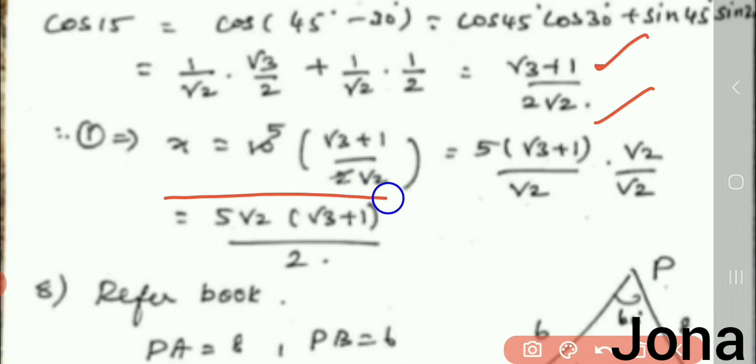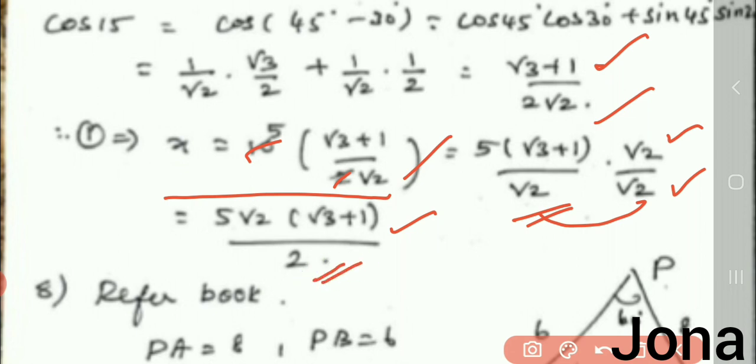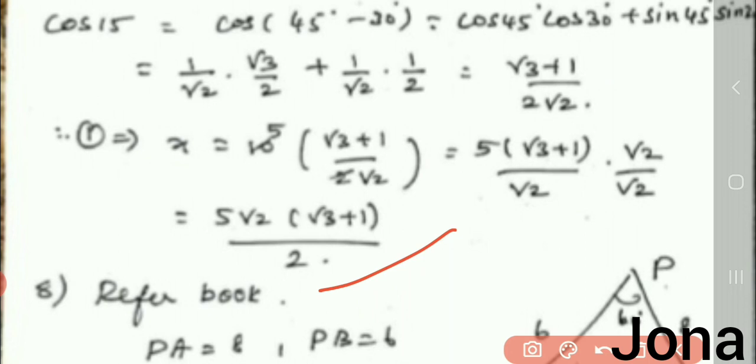So substitute in this equation x equals 10 into cos 15. That cos 15 is root 3 plus 1 divided by 2 root 2. We can cancel here and here. Therefore, we have 5 into root 3 plus 1 by root 2. Rationalize the denominator: multiply and divide by root 2. Therefore, we have 5 root 2 into root 3 plus 1 at the numerator, and root 2 into root 2 becomes 2. Therefore, 5 root 2 into root 3 plus 1 by 2 is the answer.